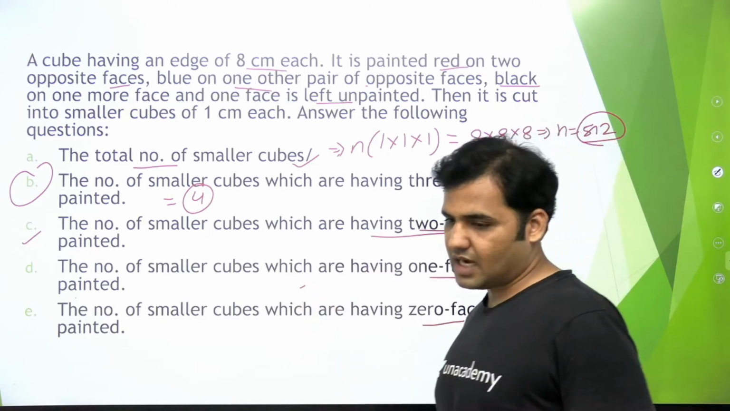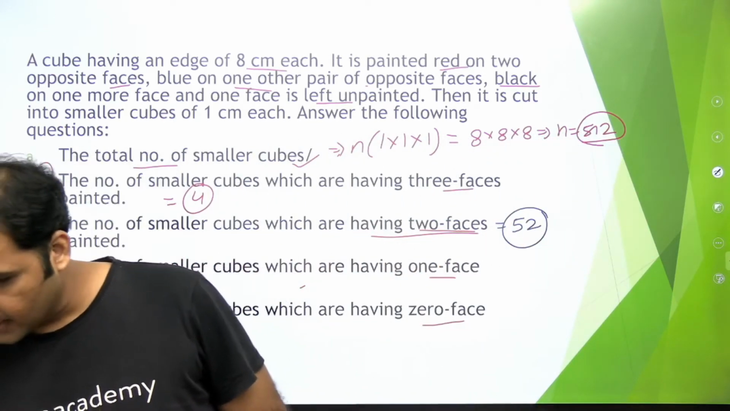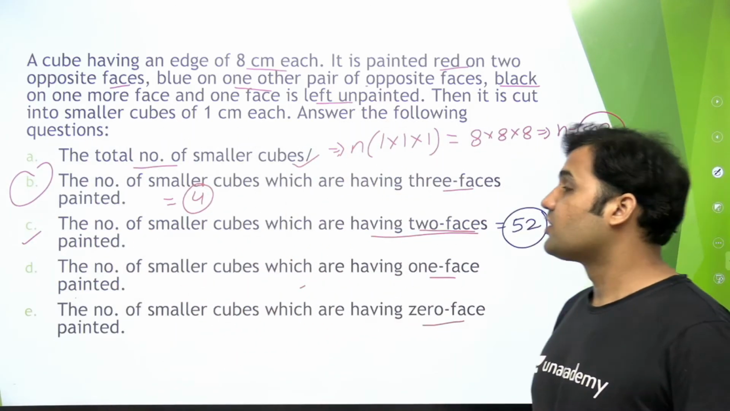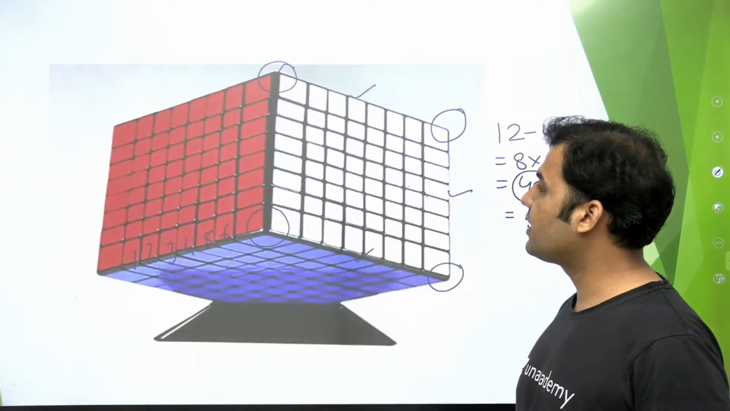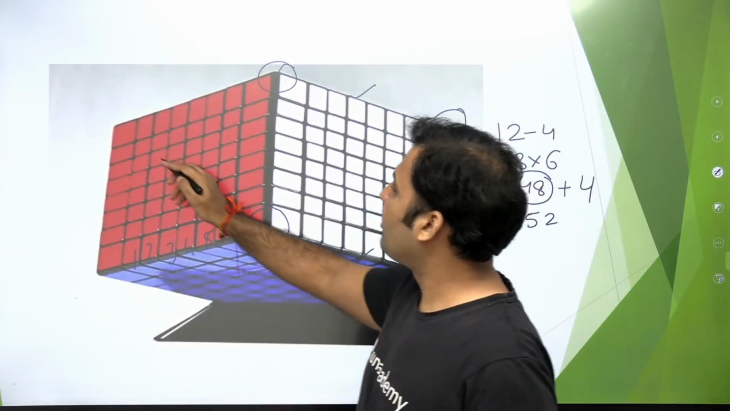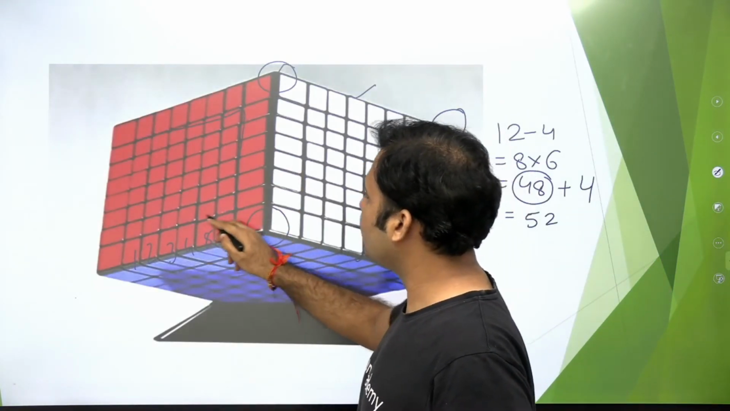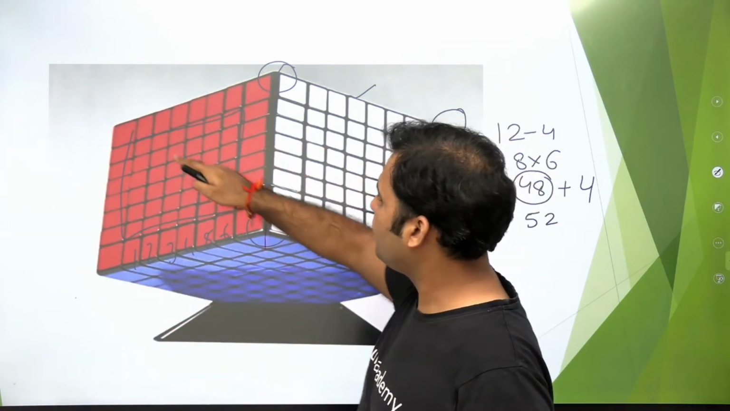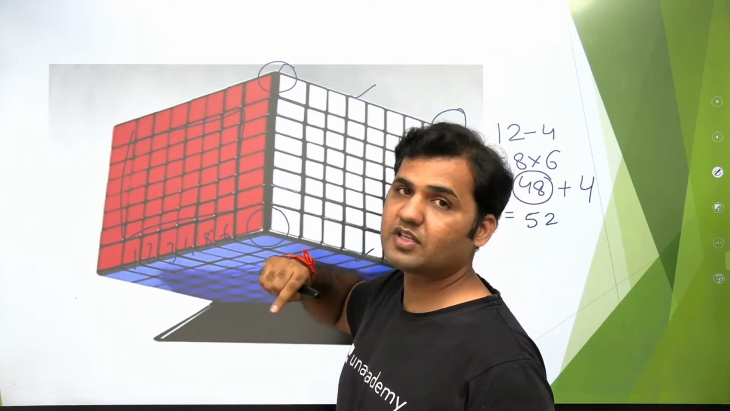Next question is the number of smaller cubes which are having only one face painted. So normally, to find one face painted, where did we find it from? The ones that came from the edge, right? These will come from the whole face. In this whole face, the middle 6 into 6 face that is forming.